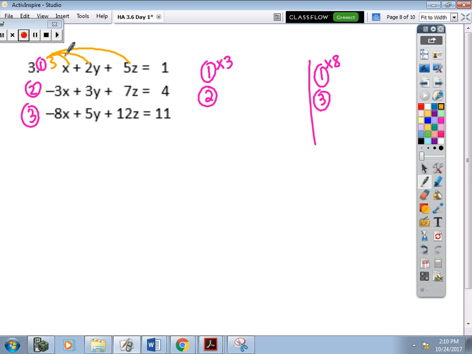Now, this one is the one where a lot of students will forget to multiply that last number by 3 or 8. Make sure you have everything being multiplied. So we will get 3x plus 6y plus 15z equals 3. Equation 2 does not get modified, it just gets copied over here.